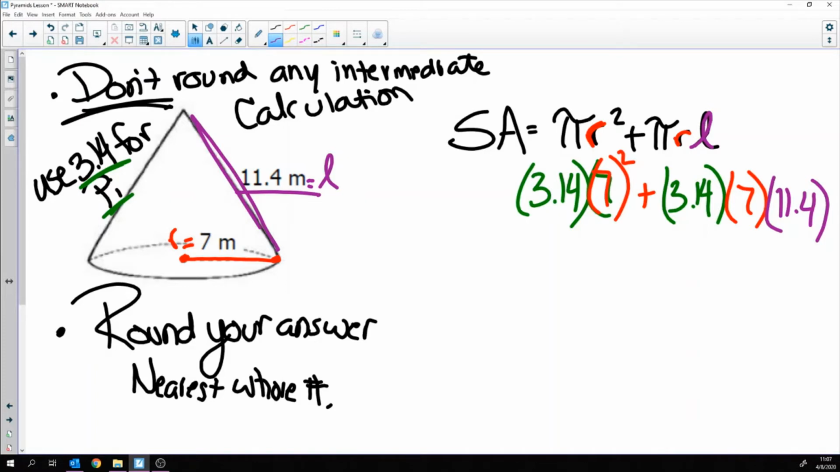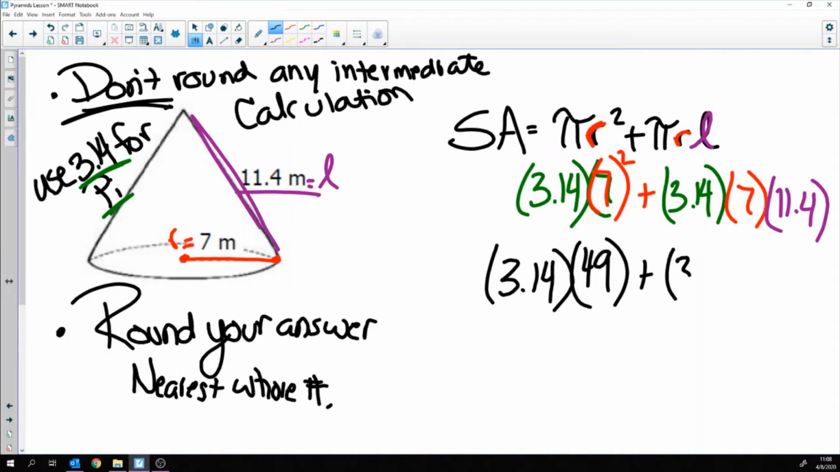So first, PEMDAS. The E is the second letter of PEMDAS. That stands for exponents. So 7 times 7 is 49. We're going to multiply that by 3.14. Eventually, I'm just rewriting for clarity's sake. Okay, so 3.14 times 49. 49 times 3.14. That's 153.86.